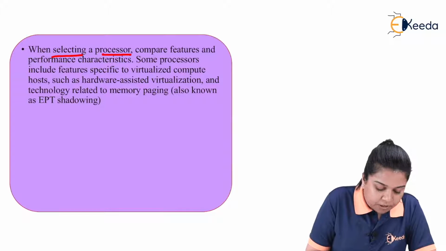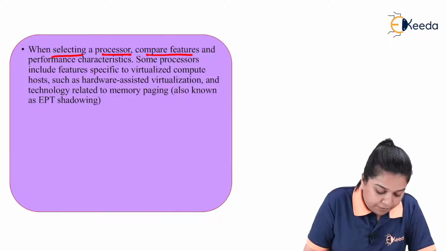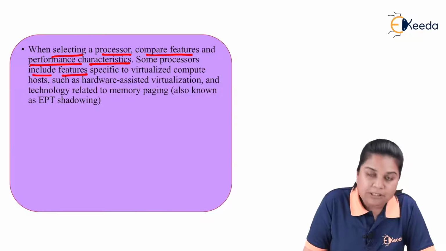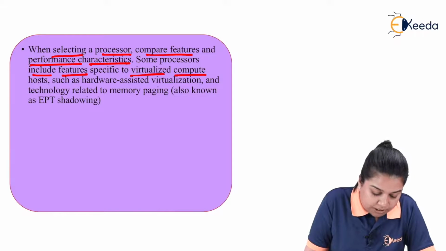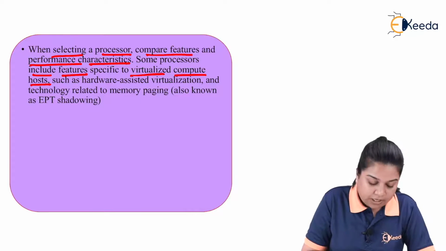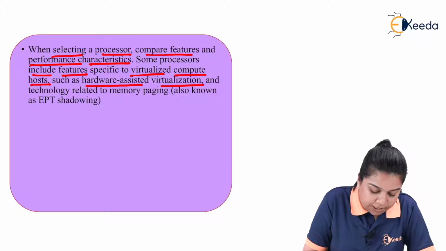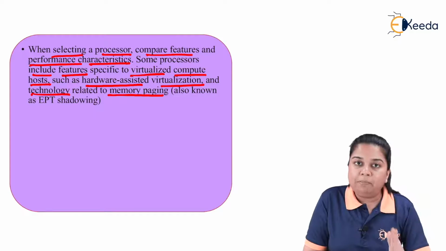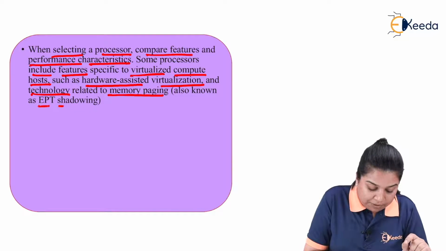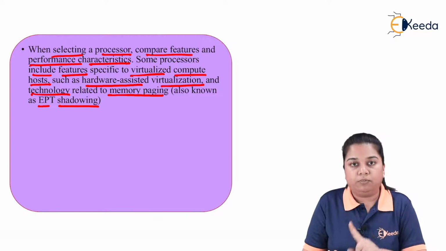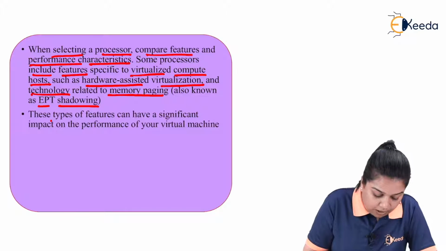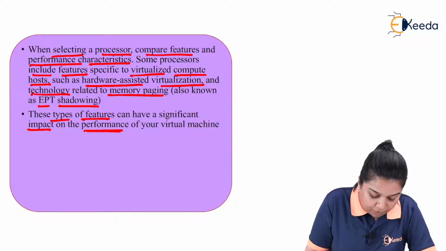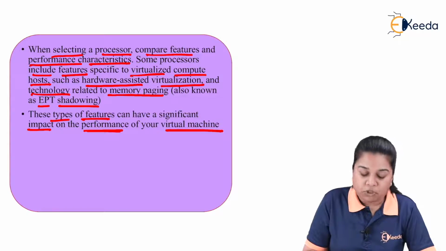When selecting a processor, compare features and performance characteristics. Some processors include features specific to virtualized compute hosts, such as hardware-assisted virtualization and technology related to memory paging, also known as EPT shadowing, in cloud computing. These types of features can have a significant impact on the performance of the virtual machine.